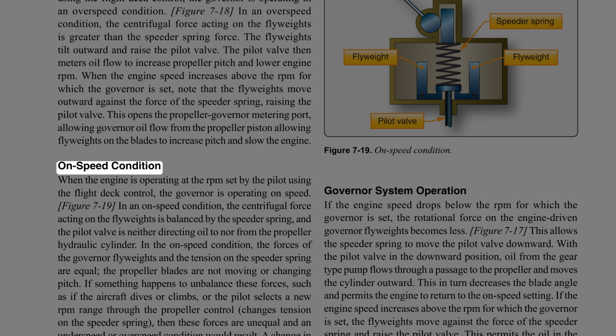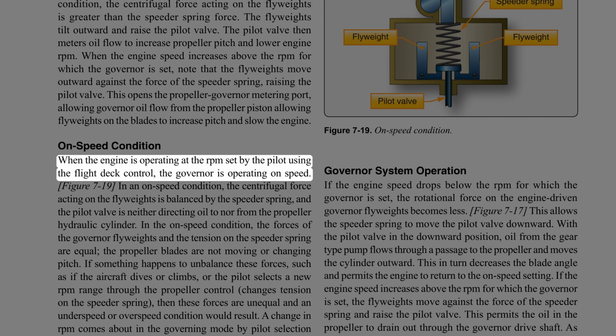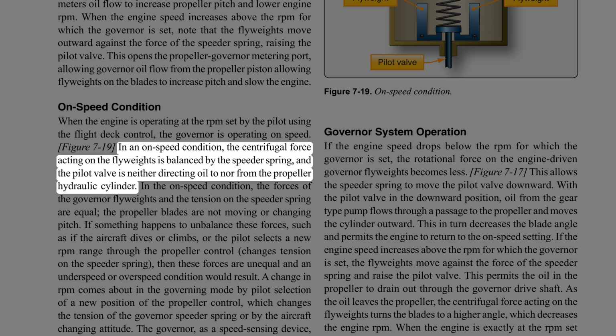On-speed condition. When the engine is operating at the RPM set by the pilot using the flight deck control, the governor is operating on speed. In an on-speed condition, the centrifugal force acting on the flyweights is balanced by the speeder spring, and the pilot valve is neither directing oil to nor from the propeller hydraulic cylinder.